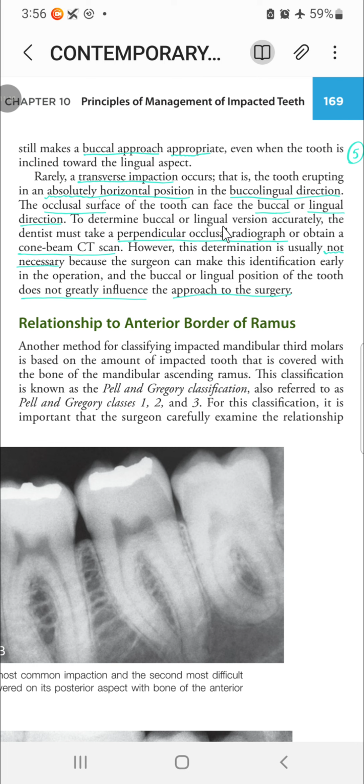To determine buccal or lingual version accurately, the dentist must take a perpendicular occlusal radiograph or obtain a CBCT. However, this determination is usually not necessary because the surgeon can make this identification easily in the operation, and the buccal or lingual position of the tooth does not greatly influence the approach to the surgery.